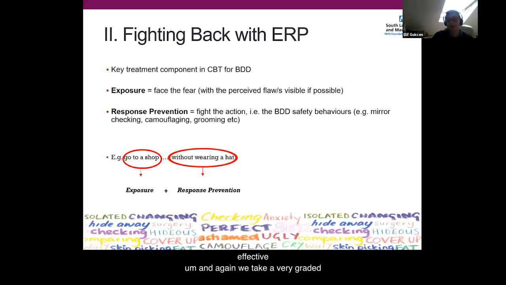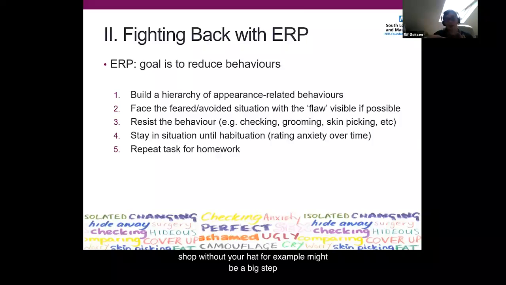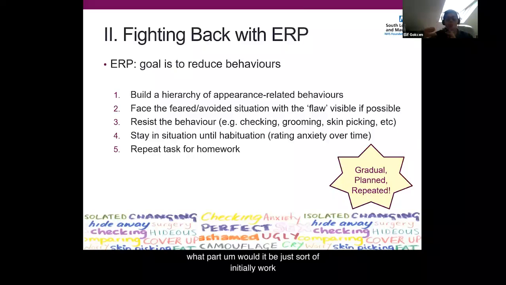And again, we take a very graded approach with this, so it might be that going to the shop without your hat, for example, might be a big step to take. And we might break that down into thinking, what part would it be, just initially leaving your home, walking down the road, how much of your head might be exposed, for example. And the goal of ERP is really to reduce the impact of these behaviours and the distress and the interference with daily life that causes. And we do this in a really gradual, planned and repeated way.